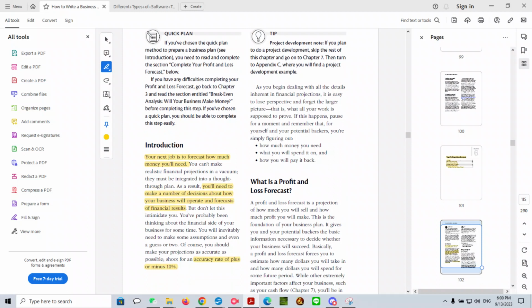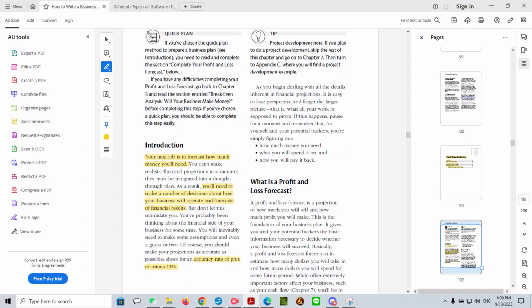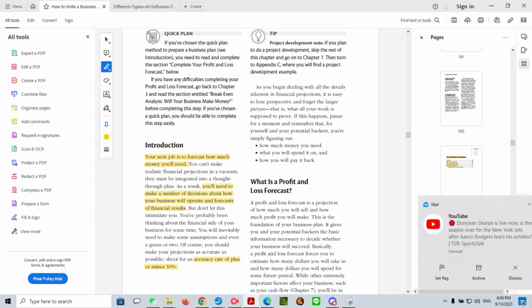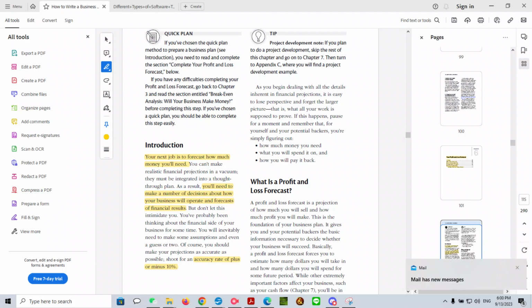Now, be careful about assumptions because you want to make sure you have the data required to make decisions. If it's a common sense logical assumption, those are the type of things that are basically the prerequisites. Remember that if you plan to execute a project development, you can skip the rest of the chapter and go to Chapter 7, which is the next chapter. Then you can go to Appendix C.